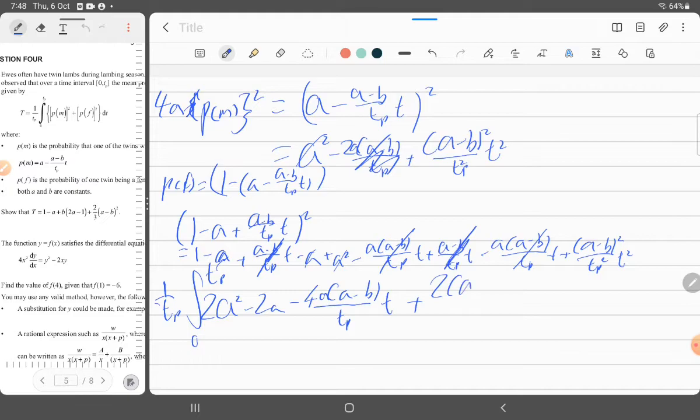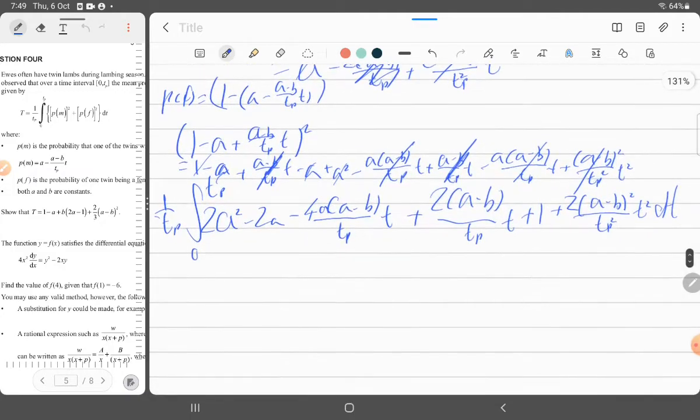Plus 2 this would be over tp, plus 1, plus this together. It's 2a minus b all squared over tp squared over t squared. Oh, I believe that was a mistake. Oh, I hate cursed questions.